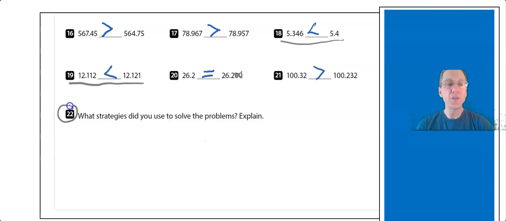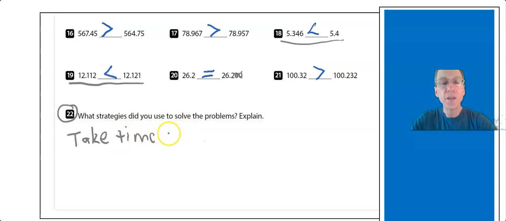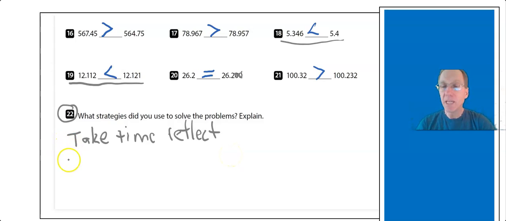What strategies did you use? Please take time to reflect here, and you will connect that learning. So when you write this, you might say something like, well, I used a place value chart. I drew a place value chart and put the numbers on. Or I imagined a place value chart and I compared the place values. Or you could actually write.